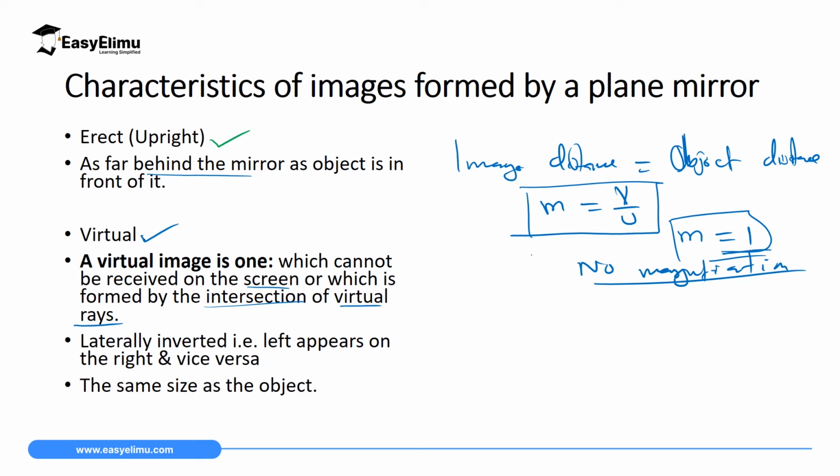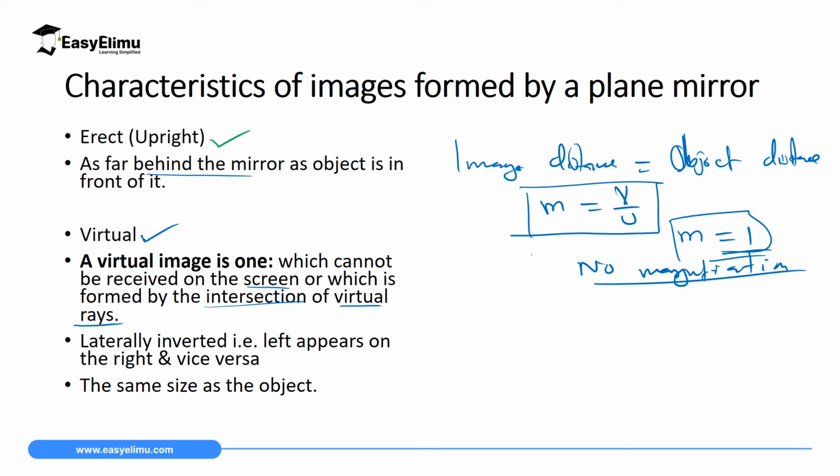This is different from a pinhole camera. Remember, we said in a pinhole camera, a real image is formed, and we define the real image as an image which can be formed on the screen, or an image which is formed by intersection of real rays. That was for a real image. But a virtual image is an image which is formed by intersection of virtual rays, or an image which cannot be formed or received on the screen.